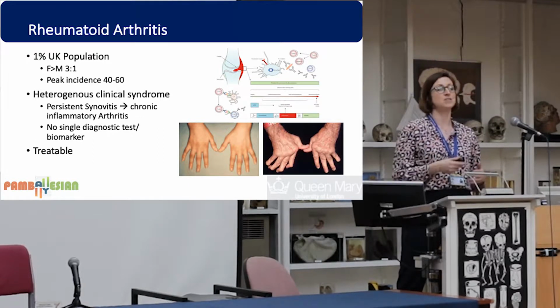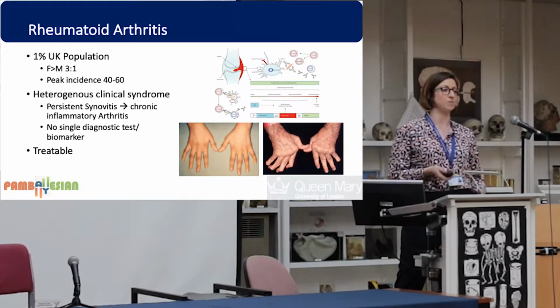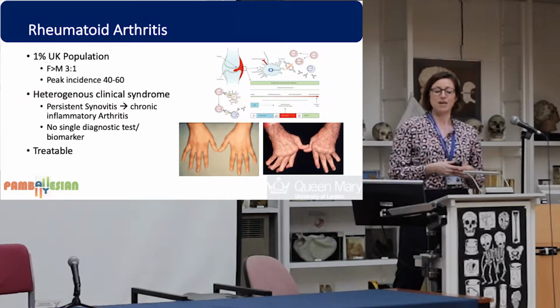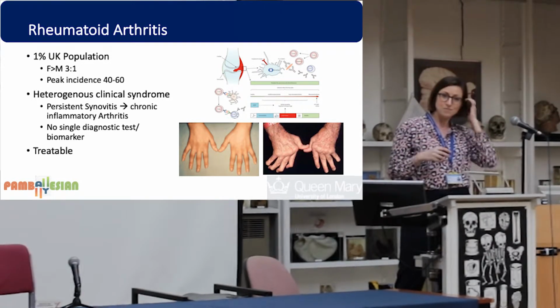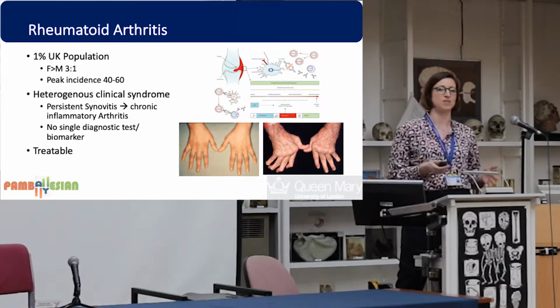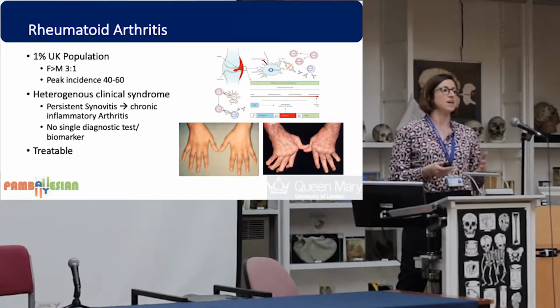I just thought I'd briefly recap about the disease itself. Rheumatoid arthritis is a relatively common inflammatory disease affecting about 1% of the UK population, with a preponderance of women in middle age. It's quite a heterogeneous collection of clinical syndromes with a variety of different pathotypes, but the characteristic disease process is persistent synovitis, causing a chronic inflammatory arthritis.